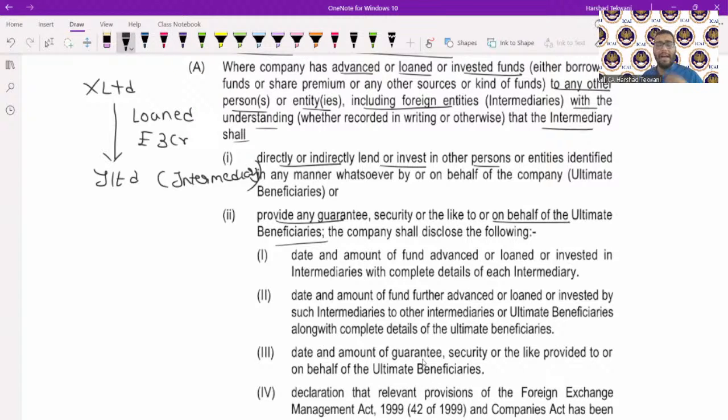Now, the loan was given to Y Limited because it was understood that, directly or indirectly, Y Limited will lend or invest in any other person or entity identified on behalf of the company. So Y Limited will invest, let's say, in Z Limited. With this understanding, the amount was given to Y Limited, that Y Limited will invest in Z Limited. Z Limited will be known as the ultimate beneficiary.